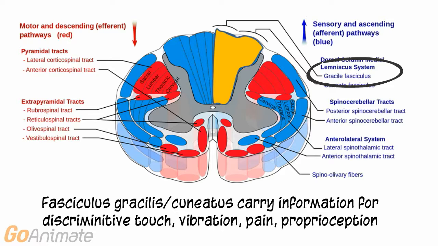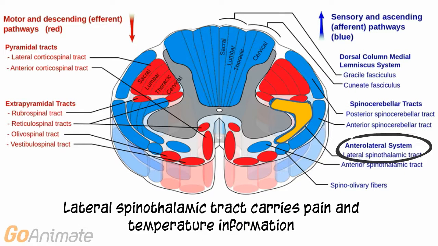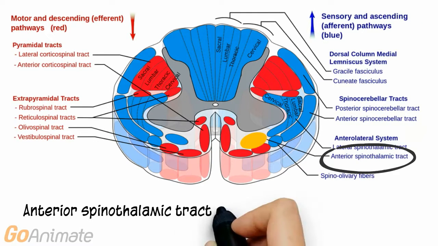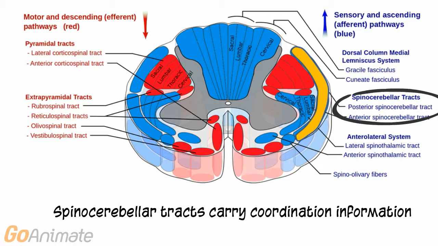The fasciculus gracilis and cuneatus carry information for discriminative touch, vibration, pain, and proprioception. The lateral spinothalamic tract carries pain and temperature information. The anterior spinothalamic tract carries information for light touch and pain. The spinocerebellar tracts, anterior and posterior, carry coordination information.